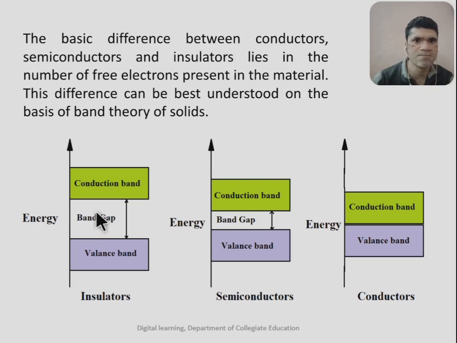So this is what happens: the bands can overlap, or the band gap can be very small, so electrons can easily move from the valence band to the conduction band, and therefore we see electrical conduction in conductors.